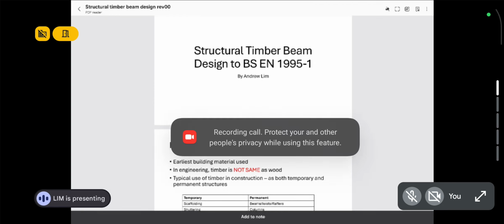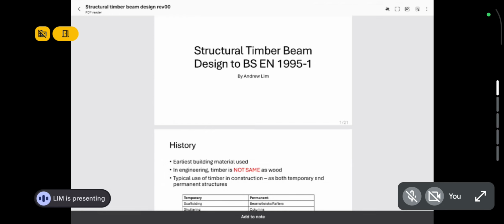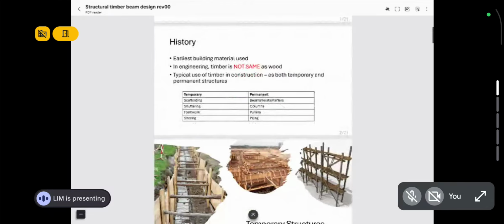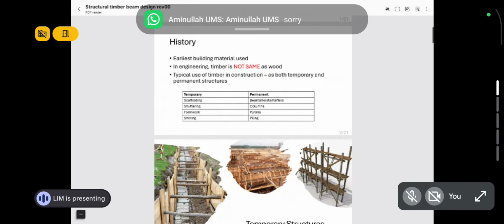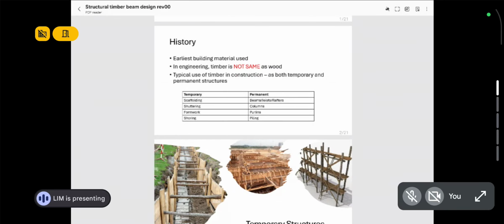So the standard for timber design, we use Eurocode 5, or BS EN 1995. Historically, timber is one of the earliest building materials used, obviously because it's available naturally. You just have to chop down the trees and you can start building from it straight away. So no special processes required.